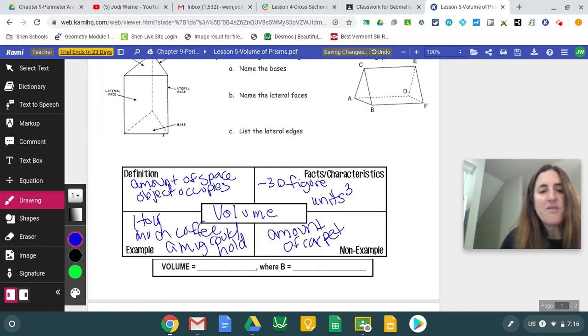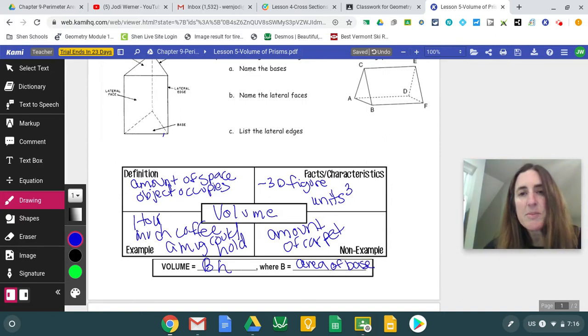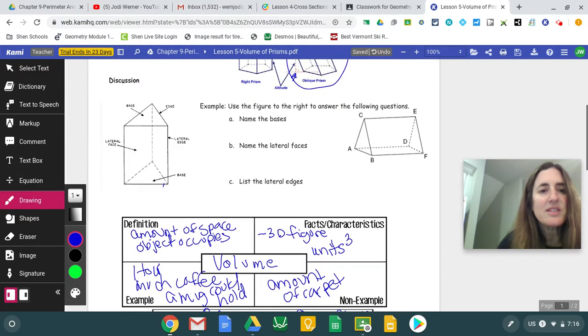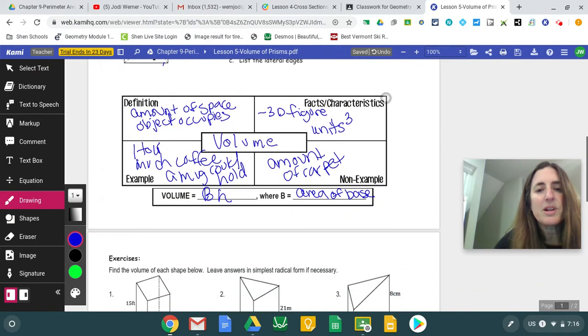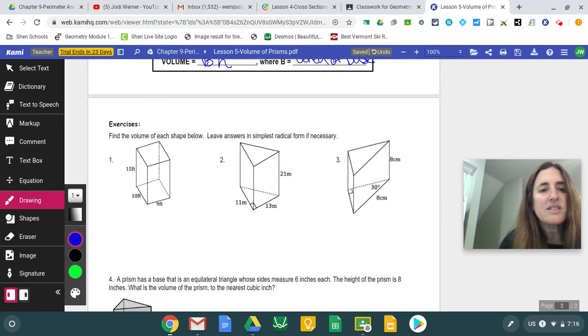Okay, volume is represented by the formula big B times H. But if we don't know what big B stands for, then we have a problem. Big B is going to be the area of our base. Now, sometimes our base is a triangle, like this example up here, and sometimes it's not going to be a triangle. It could be like a square or rectangular prism.